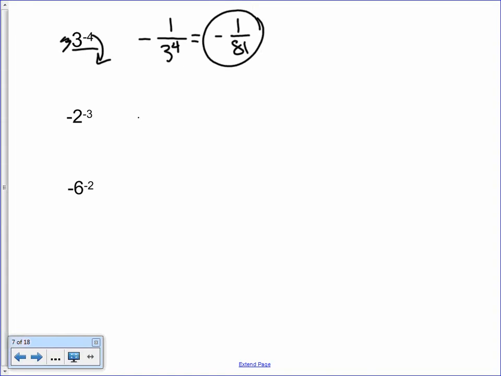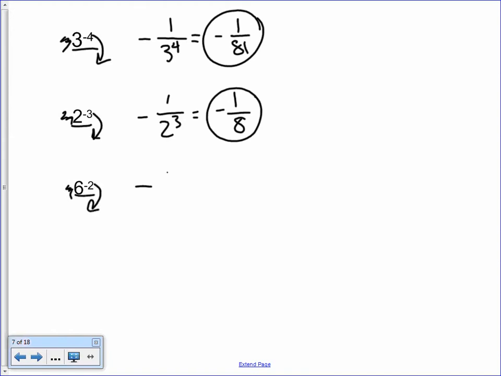The next one, again, just put that negative in the front. We're done with that negative. 2 to the negative 3rd, move it to the bottom, make that exponent positive. I have 1 over 2 to the 3rd, which is going to equal negative 1/8. So 2 times 2 times 2 will give me an 8. The negative 6 to the negative 2nd power, again, get that negative up front. Move that to the bottom of the fraction, so I have 1 over 6 to the 2nd power. So negative 1 over 36 will be my answer.